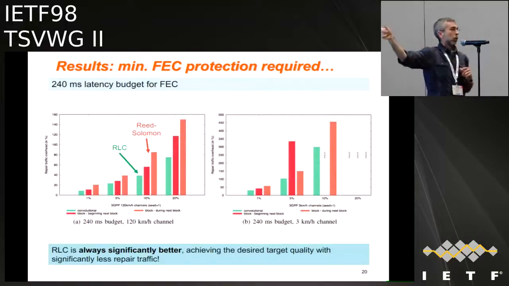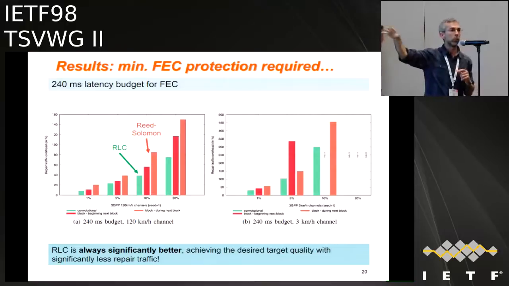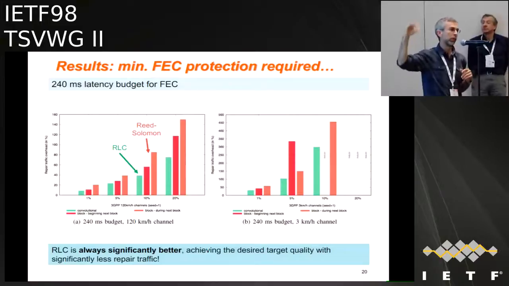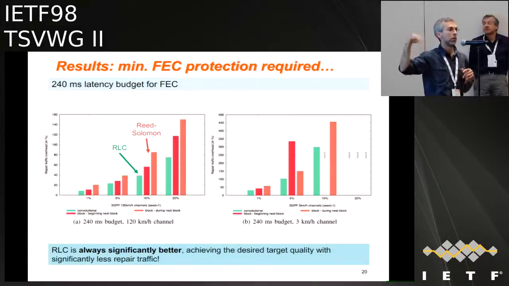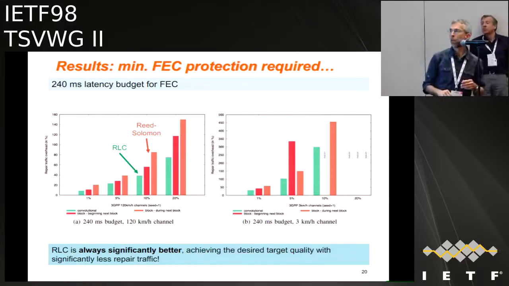Those results are for the case where we have a very small latency budget, 240 milliseconds. I don't want to go too much into details, but what is important is that the red boxes are always significantly lower than the Reed-Solomon results, which means that you can achieve the target quality with significantly fewer repair packets with RLC codes than you can with any type of block code. And this is, I remember, an ideal block code. So you cannot do better than that.